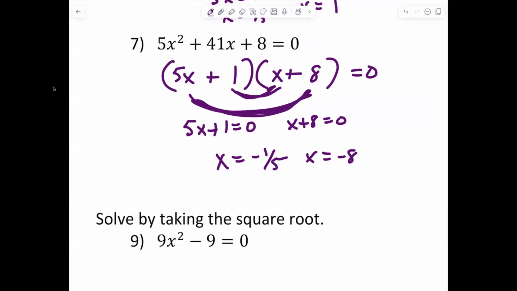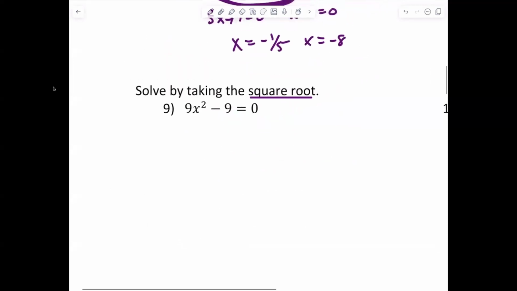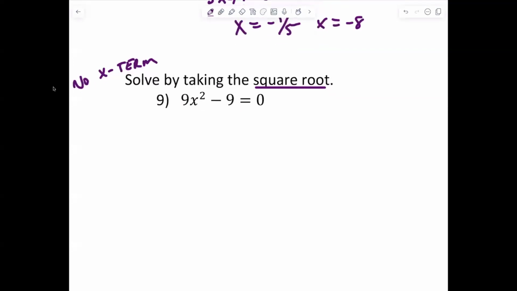Easy. All right, now what we're doing is reviewing solving by taking the square root. This is a quadratic. Now, listen, everybody needs to understand, you're going to solve by taking the square root when there is no x term. When there's no x term, there's just a square term. That's it.